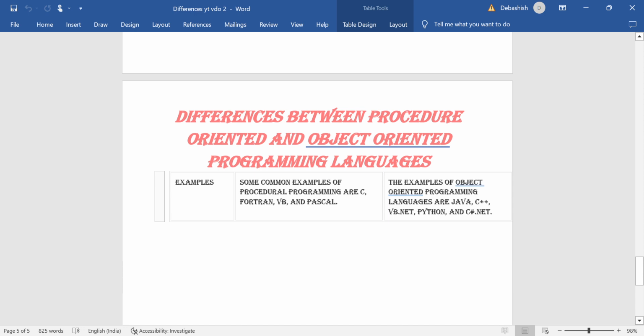In our upcoming videos, we'll start with the Java programming language, which is a very important topic in many syllabuses across India and other countries.